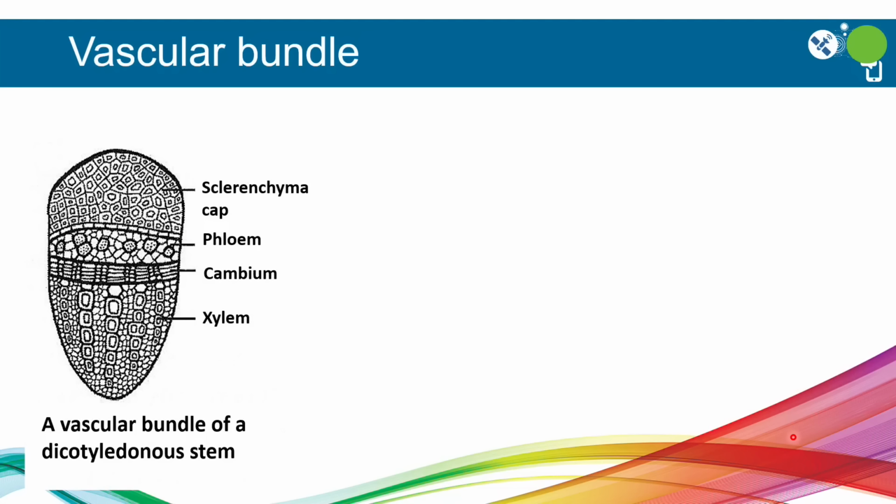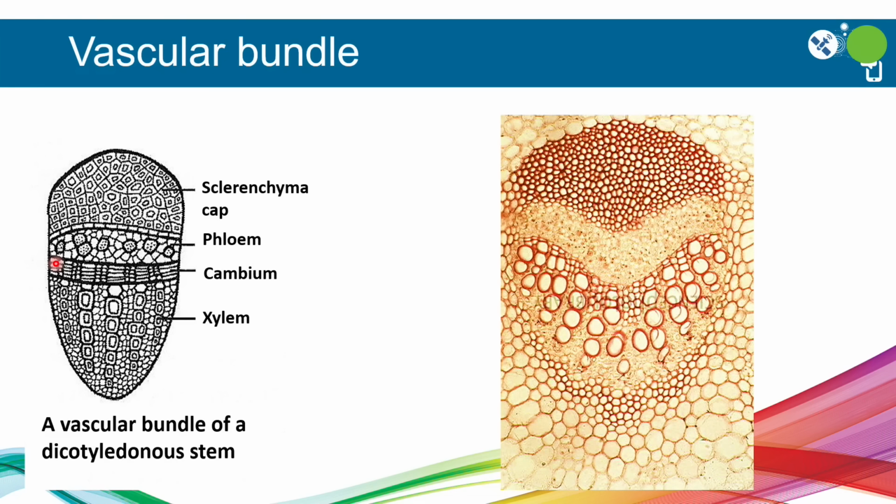Right, so let's take a closer look at that. Here we have our sclerenchyma cap at the top, so nice specialized cells, very little intercellular space, densely packed, no intercellular spaces in actual fact. We can see where the phloem is located here, that layer of cambium, and the xylem just beneath it.